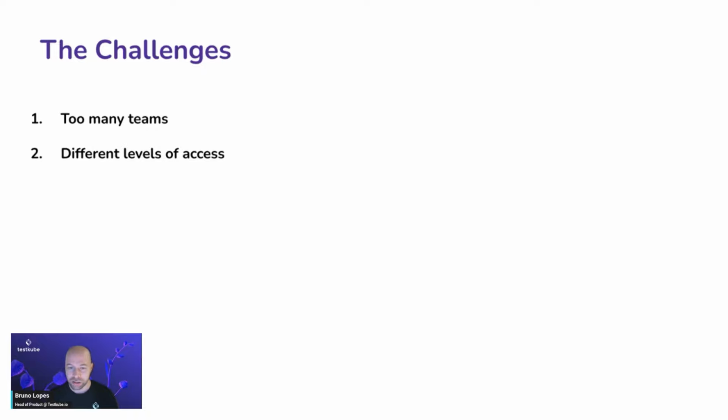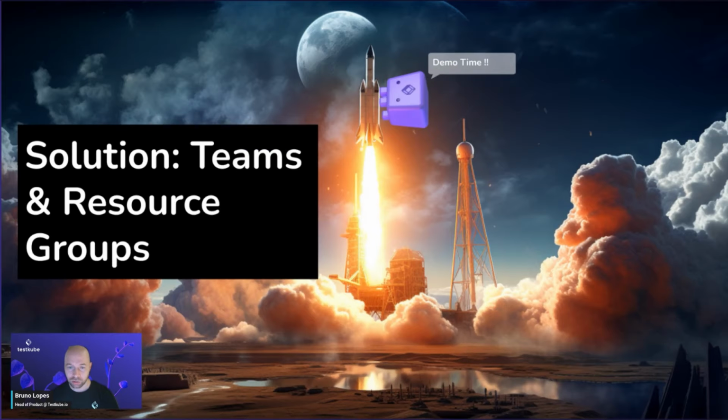The second challenge is that different teams need different levels of access. For example, one of your development teams might need to run tests in the staging environment, but you wouldn't want them to run tests directly in production. Another example, your front-end team may run product tests, but perhaps you would like to restrict their access to backend or load tests. To tackle these challenges, we are introducing support for teams and a new feature as well, which is resource groups. Now, let's jump into it.